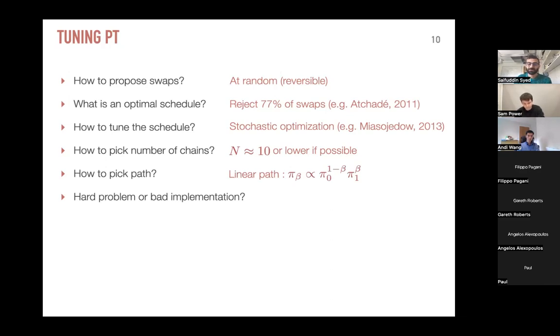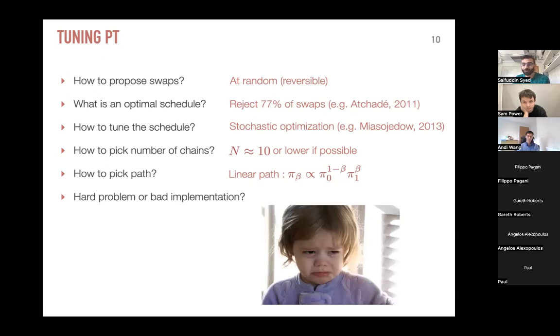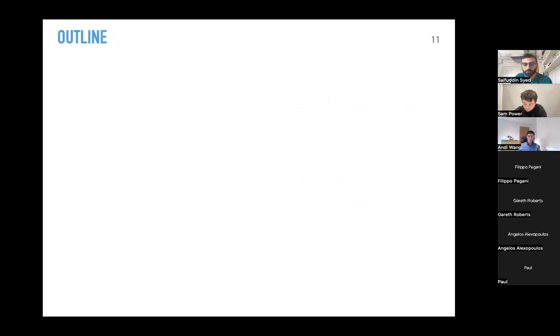How do you pick the path itself? Up until basically a year or two ago, nobody had even considered any other paths other than the linear path, which again has some roots as to why it is useful, but we're going to show that this is not necessarily the optimal one. And if it's a hard problem, or if your algorithm doesn't perform well, how do you know if it's because of your implementation or because of your actual algorithm itself? Some problems are just hard and you should expect poor performance. As a practitioner, we want to be able to characterize when you're in that regime.